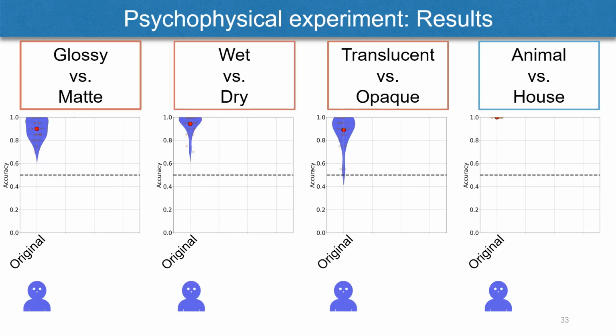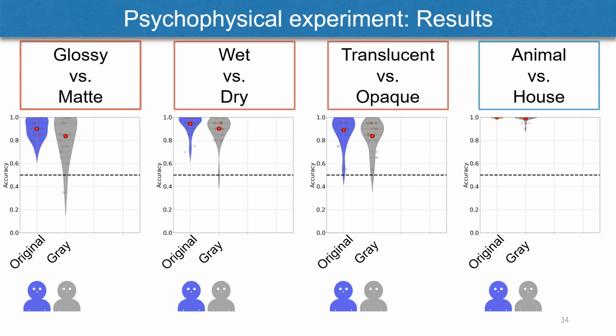Here are the results. The vertical axis shows the accuracy of each participant for each judgment, with different symbols indicating different participants. First, participants answered correctly for the original images, suggesting that the sampling method by vision and language models was consistent with human judgment. In the grayscale condition, the accuracy for some material attributes slightly decreases, but the effect was weak.